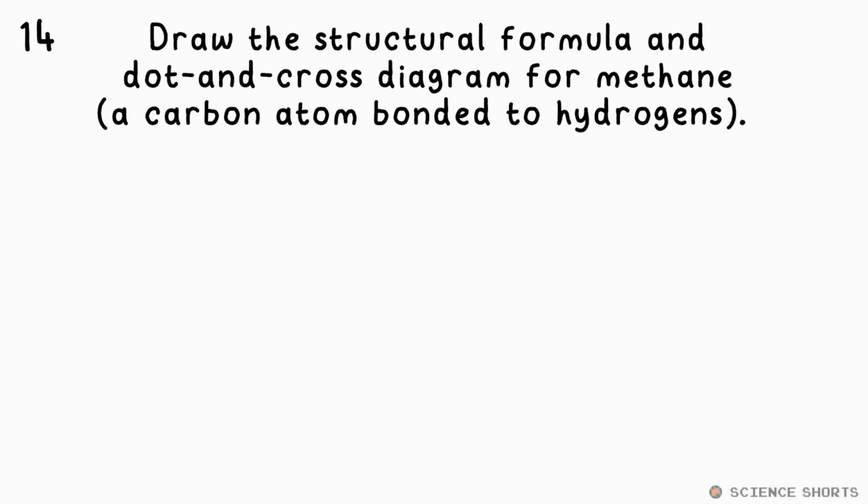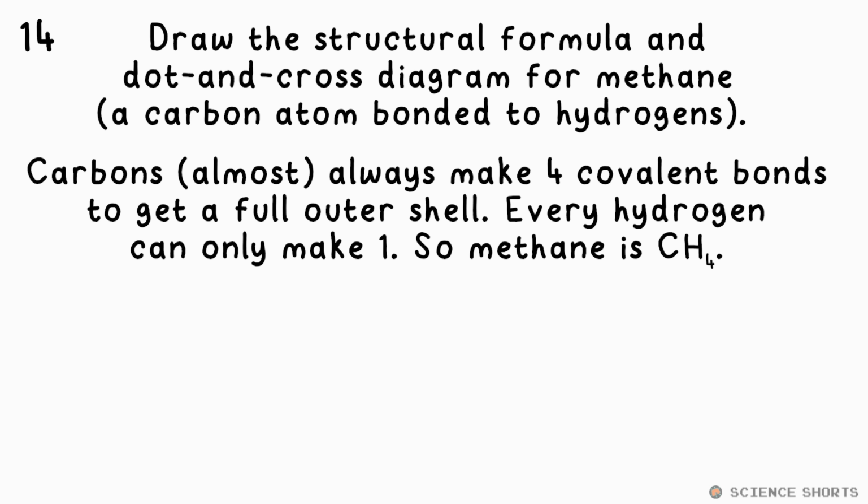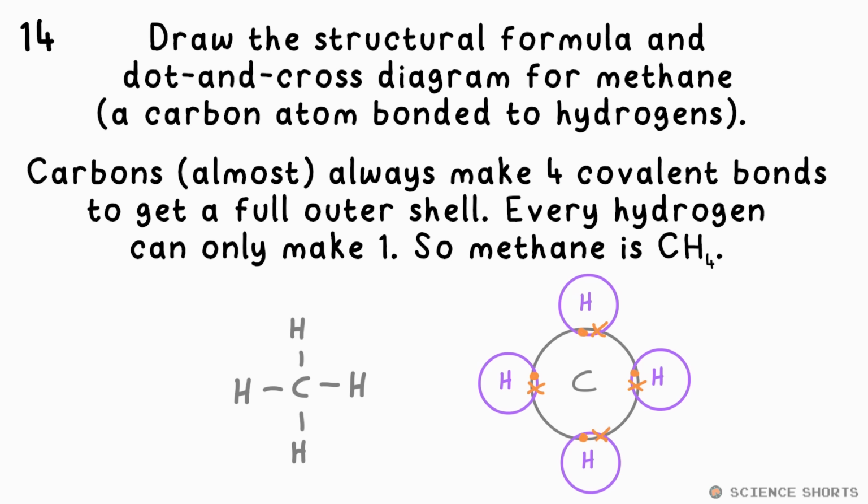Draw the structural formula and dot and cross diagram for methane, 1 carbon surrounded by hydrogens. Carbon is in group 4, so it always makes 4 covalent bonds to get a full outer shell of 8. Every hydrogen only makes 1 bond each in order to get a full outer shell of 2. That means methane is CH4. A line represents 1 covalent bond in structural formula, and that's always a dot cross electron pair in a dot and cross diagram.